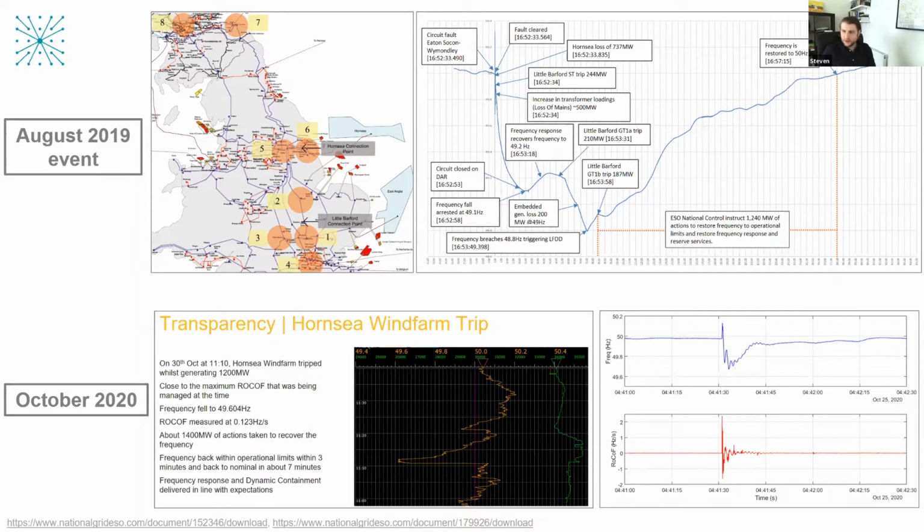You know, there's some on vector shift, whereas some are on loss of mains, and then I think there's still two different sets of loss of mains settings. Some are on the old settings.